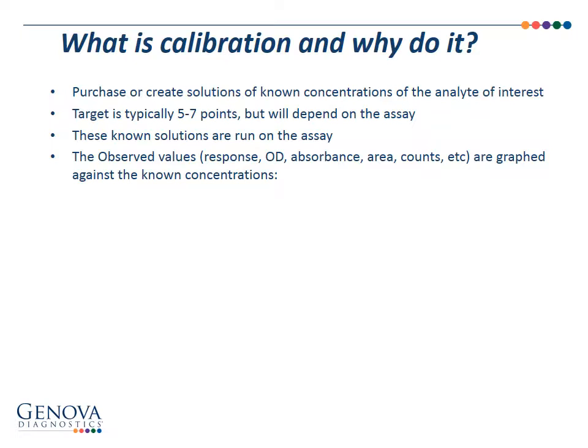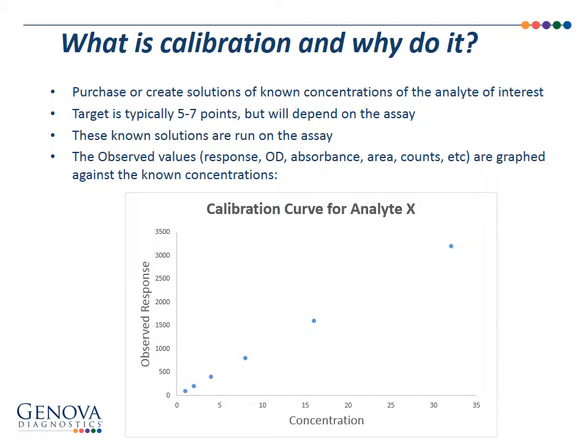Whatever results your instrument or your plate reader is going to give you, so this might be responses, optical densities, counts, whatever, we're going to graph those. As you can see here, the x-axis is our target concentration, and the y-axis is going to be the observed response. There are lots of variations on this, but typically concentration on the x, observed on the y.